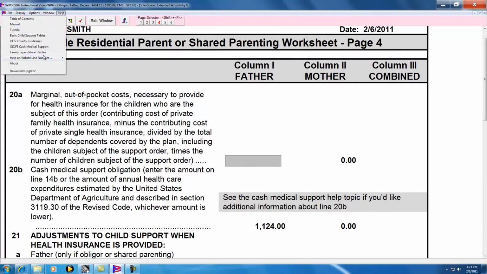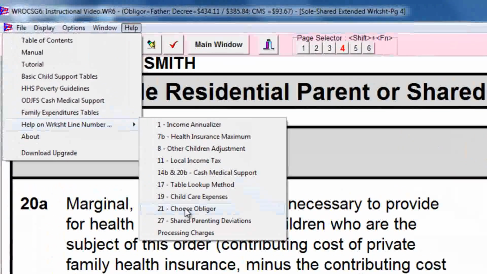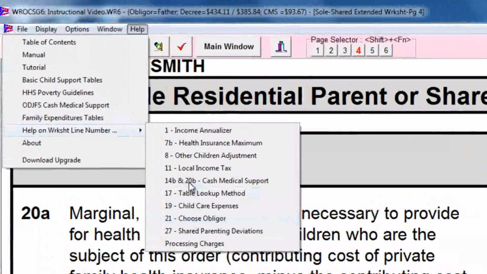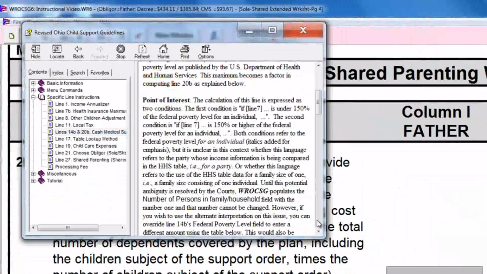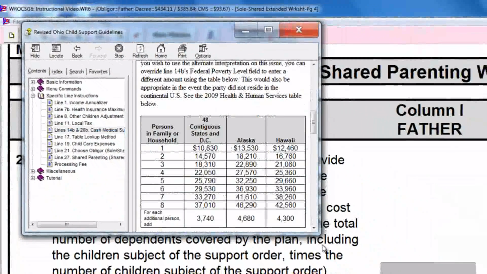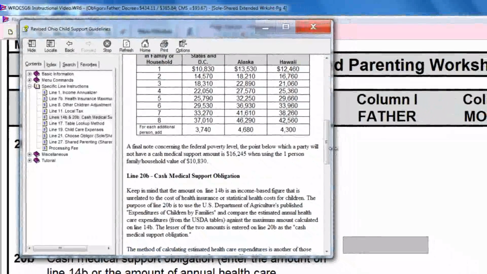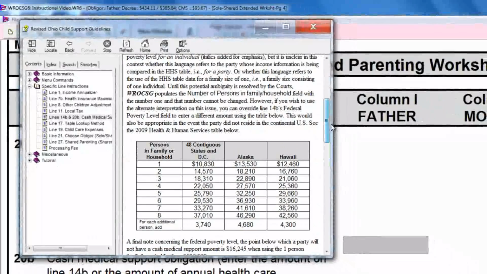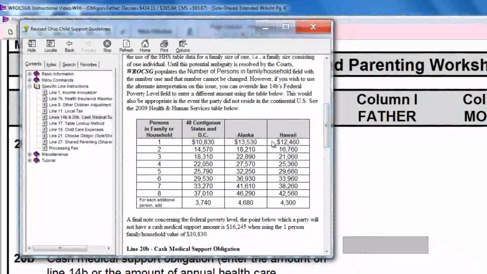Line 20B is the actual cash medical support obligation. There's a considerable amount of information available about this in the Help menu's submenu for specific line numbers. I think I mentioned earlier that the United States Department of Agriculture publishes a booklet annually. Although I don't think they issued one in 2010, it's called Expenditures on Children by Families. It compiles the statistics on family expenditures on children. Obtaining a value from the booklet is not as straightforward as one would like, however.